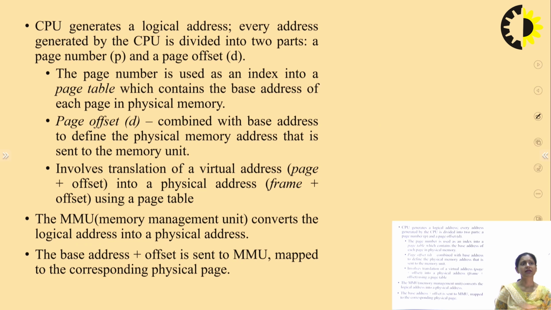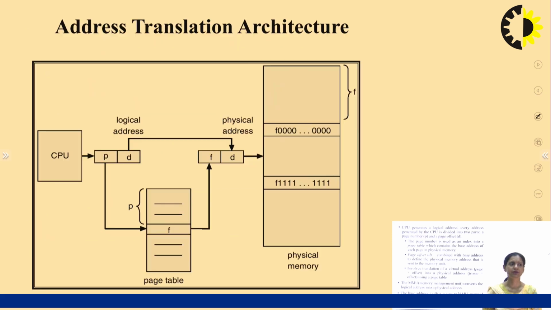Now the page number is used as an index to the page table, which contains the base address of each page in the physical memory. The page offset is combined with the base address to define the physical memory address that is sent to the main memory. It also involves the translation of virtual address into the physical address. The memory management unit converts the logical address into the physical address. The base address plus offset is sent to the main memory unit.